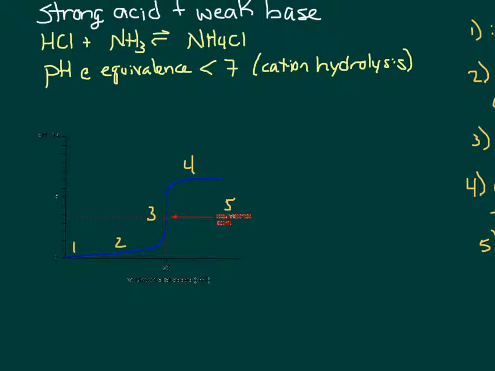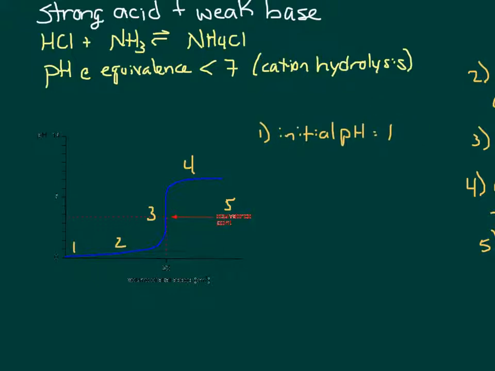If you have a strong acid and weak base, so HCl plus NH3 gives you NH4Cl. Due to a strong acid, weak base, you get cation hydrolysis, and this means your pH is going to be below 7 due to the strength of your acid. I'm sorry that the graph didn't come through clearly, but the information is roughly the same as we have talked about at this point.